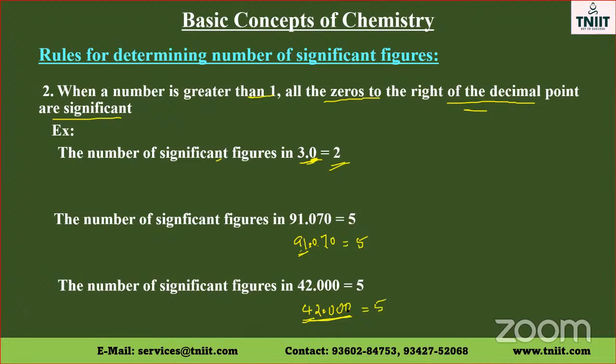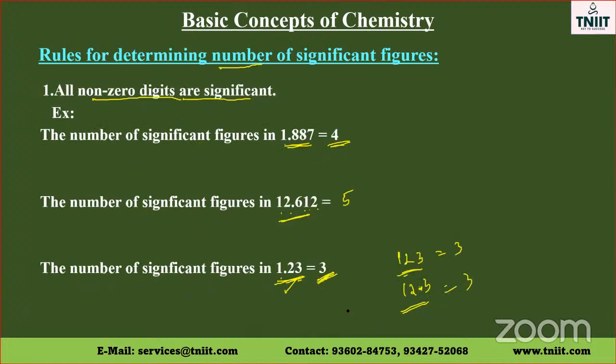The first rule we learned: all non-zero digits are significant. This is very important for competitive exams and also for your 11th standard. So all non-zero numbers are significant. Now, if I write 456, the number of significant figures will be 3 because there is no 0 here. For any number for that matter, all non-zeros are significant.